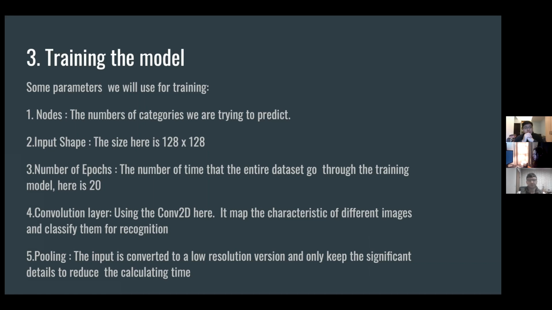Inside the training model part, there are some functions. The first one is the convolutional layer, Conv2D, and this function maps the characteristics of different images and classifies them for recognition. After I get the characteristic differences, I'll use the pooling method to convert to a lower resolution while keeping the significant details of the pictures, and this can reduce the calculation time by a large amount. Okay, next.